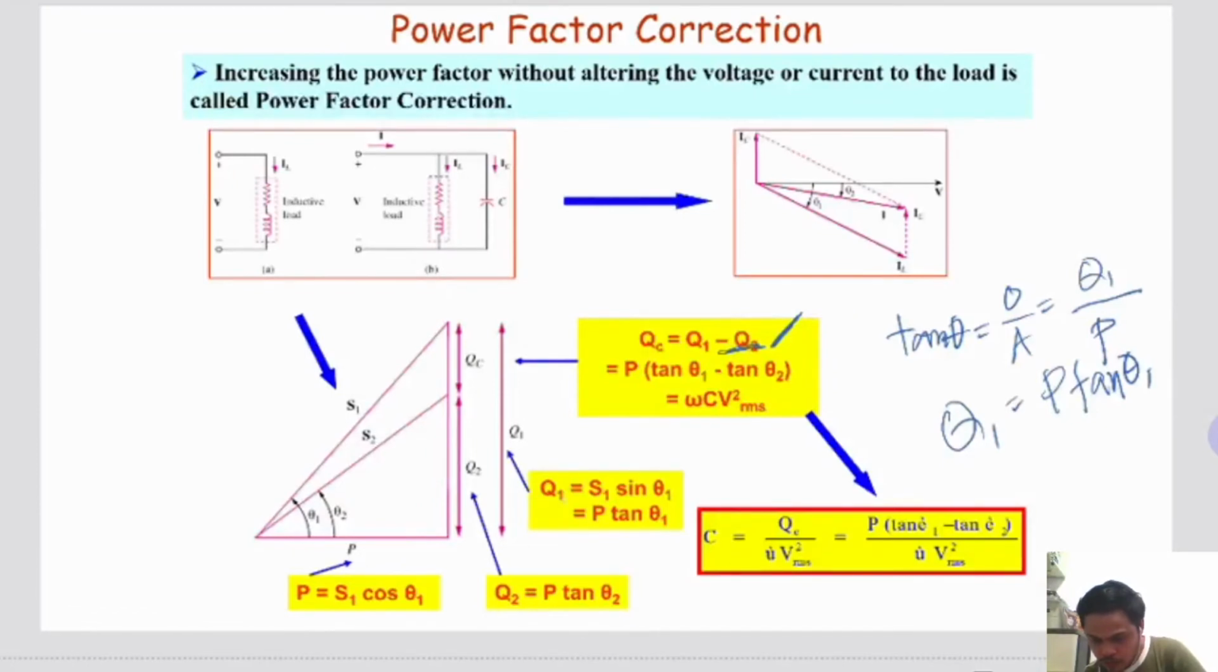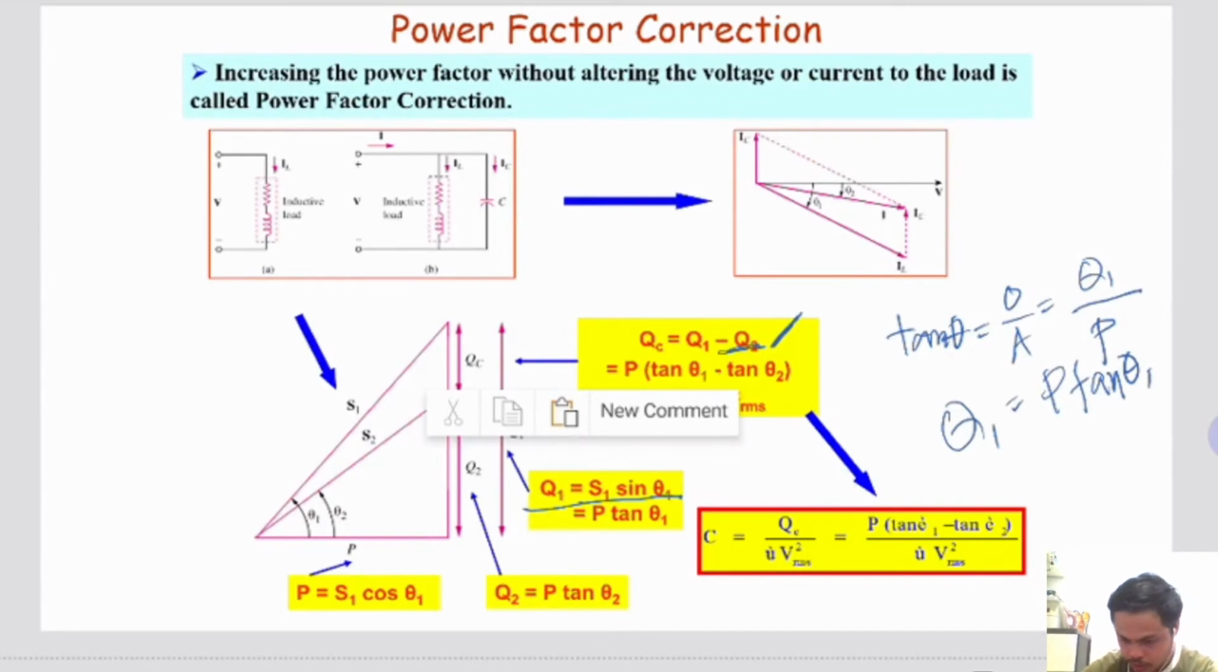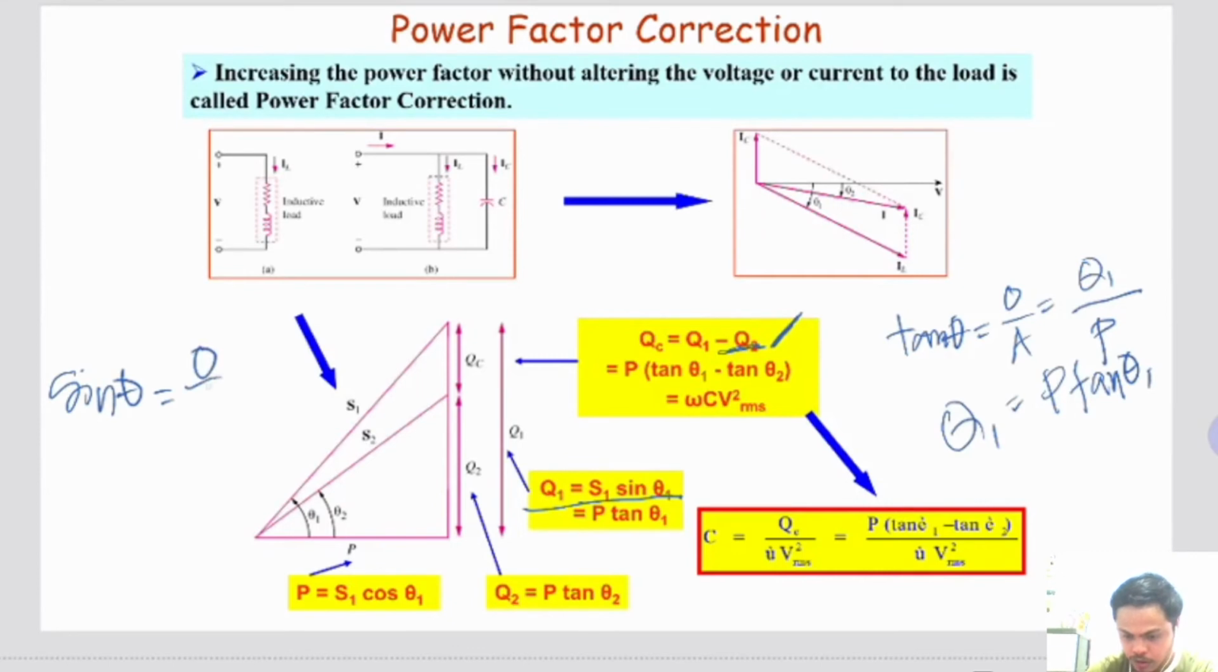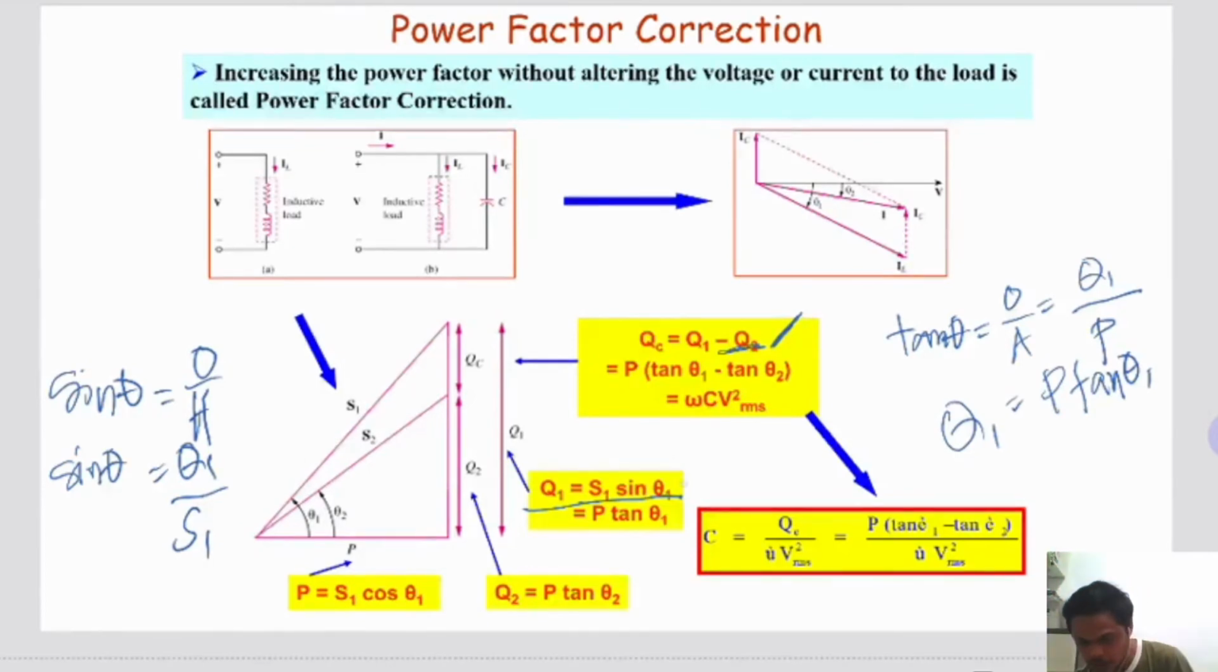Or Q1 also can be solved using the formula S1 times sine of theta 1. Okay, you have Q1, we have sine theta equals opposite over hypotenuse. So our opposite here is your Q1 divided by the S1 or the hypotenuse. So you have sine theta. So from that you have Q1 is S1 sine theta 1.